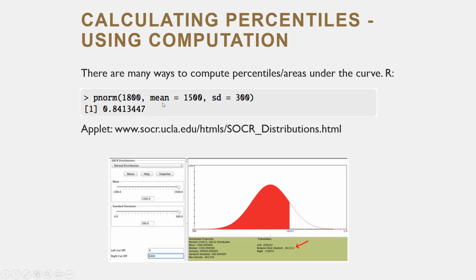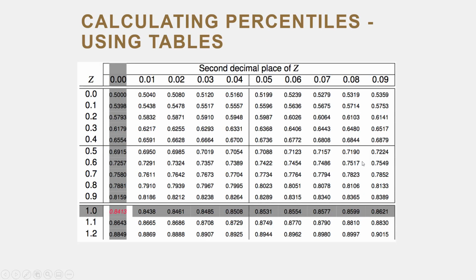We can also go the other route and use mean 0 and standard deviation 1 with a normalization of 1800 minus the mean over the standard deviation of that population, of that group. So this is the calculation. You're also welcome to explore applets like the one indicated here, although this one requires Java for you to actually use it. And the other route that you have, of course, is the use of tables. How do we use tables, actually?